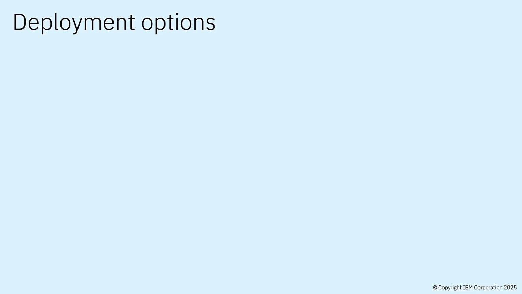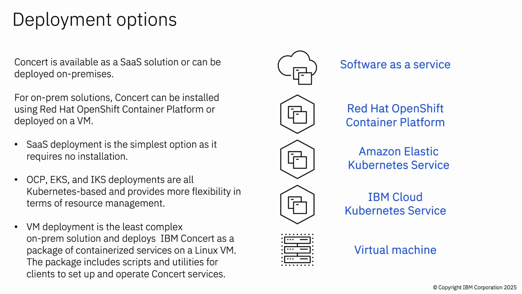Next, let's take a look at the different deployment options you have with Concert. Concert is available in 5 forms currently. There are some minor variations, and deployment options are constantly being built out, so take this number with a grain of salt. But the main ones are SaaS, OCP, EKS, IKS, and on a VM.